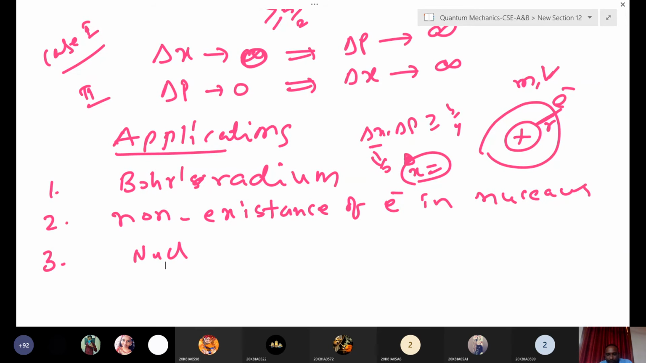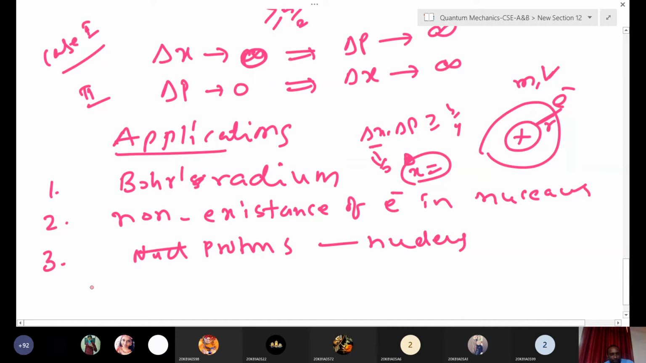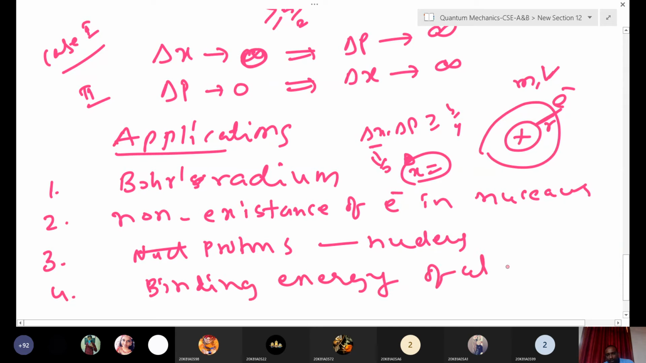One more application: you can also estimate the binding energy of the atom, and you can estimate that protons will exist in the nucleus. Binding energy of the atom also you can estimate. The applications are these. Binding energy means what?